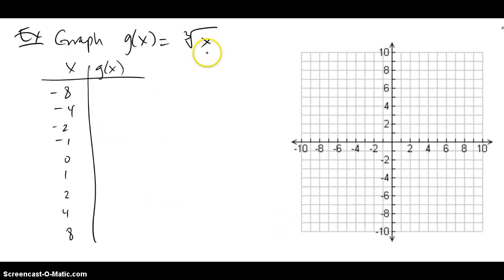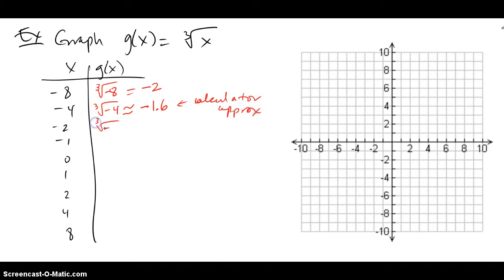Let's graph the cube root function. So g of x equals cube root of x. I'm going to put cube root of -8. The input is a -8, and that's going to give me a -2. Cube root of -4, I'm going to have to approximate. And that's going to be about -1.6, so I use the calculator and we approximate it. Same thing for cube root of -2, we're going to approximate that, which is going to be about -1.3. Then we get the cube root of -1, which we know is -1.